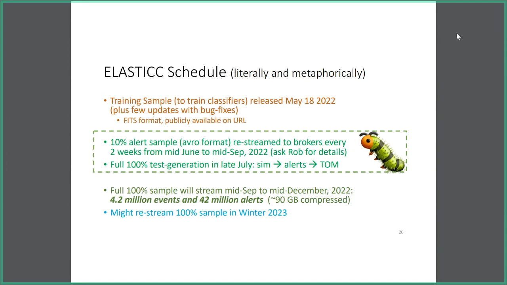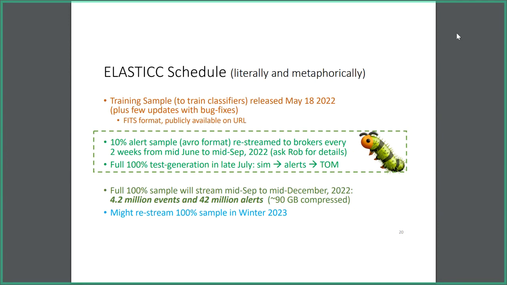For the brokers, we have a 10% alert sample. It's an Avro format, and it's being restreamed to the brokers every 2 weeks, starting from mid-June, and will continue through mid-September. And Rob can give you more details about that. But the idea is that the broker teams can keep debugging their infrastructure, and if they're on vacation, they can come back later and debug it. We also did a full 100% test generation in late July to make sure we could do it. We generated the full sim, translated everything to alerts, and loaded the TOM database. So this stuff in green was really all just sort of debugging and getting ready for the challenge.